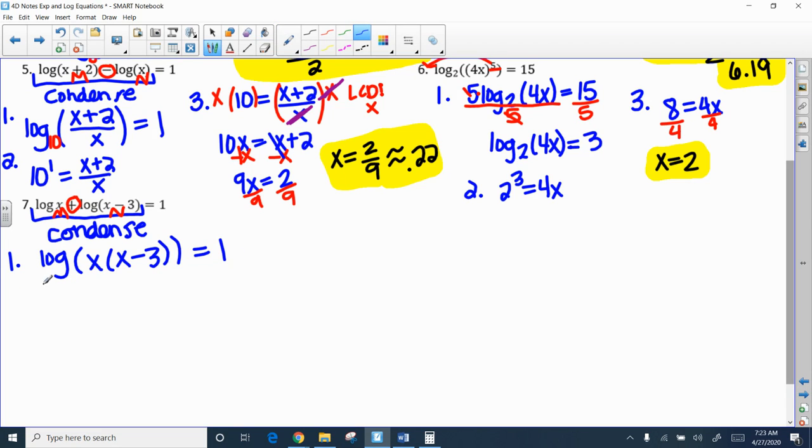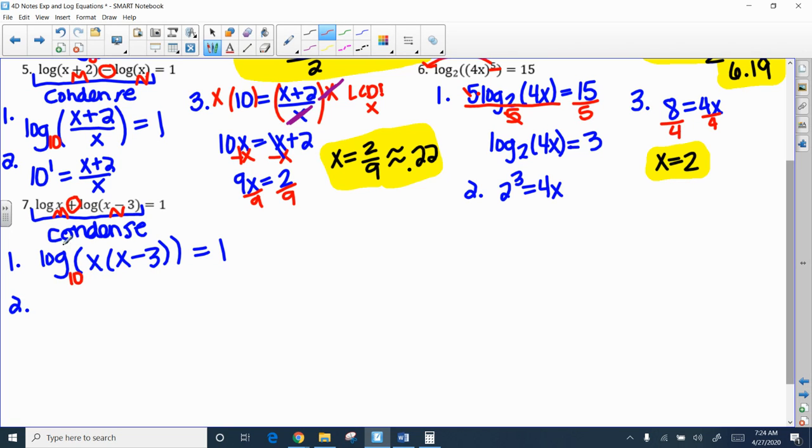Now it is condensed into one logarithm. If you want, you can distribute this x now and multiply x times x minus 3, or we can wait. I'm just going to go ahead and wait. All right, so then step 2 is to change forms, change to exponential form to get rid of the logarithm.